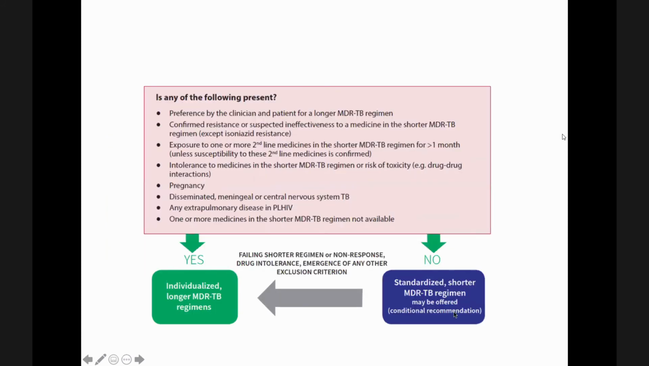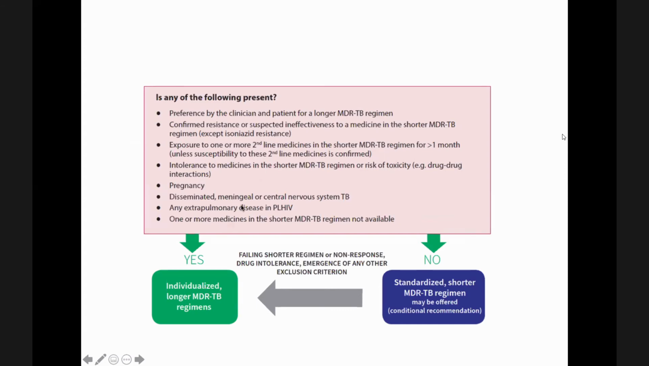And then you should know what the contraindications are for going for the standardized shorter MDR TB regimen and the individualized longer MDR TB regimens. So these are the things that you should know. This slide also gives you a good overview of which regimen to choose to start with, standardized or individualized longer MDR TB.